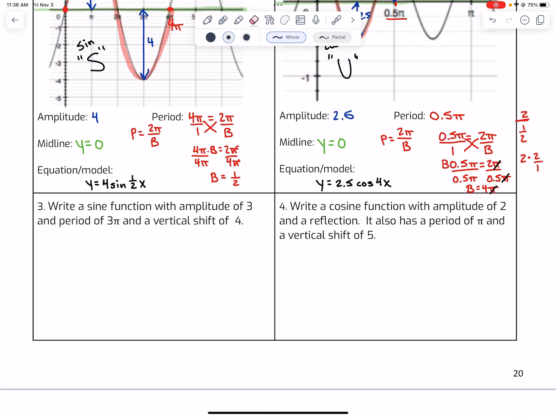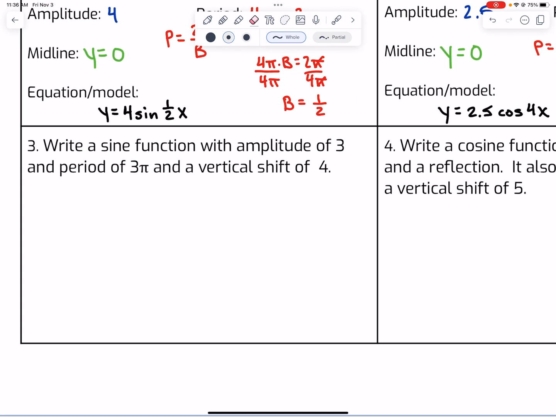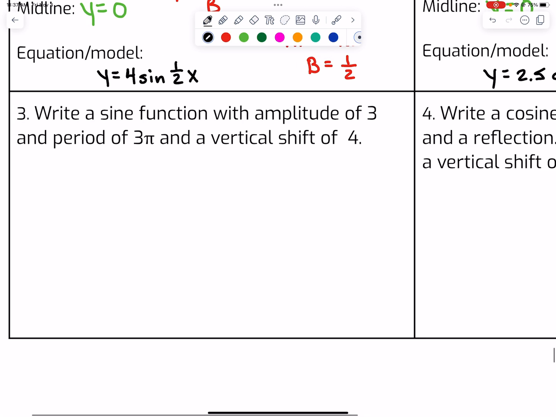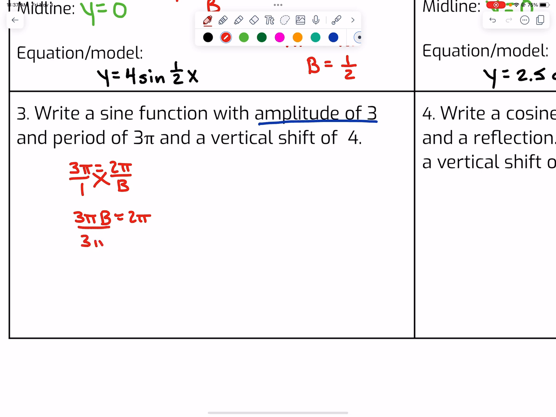Let's look at another example. Write a sine function with amplitude of 3, period of 3 pi, and a vertical shift of 4. So they can also just give you some words, and you've got to sort things out. So our amplitude is 3. The period is 3 pi. So let's say 3 pi equals 2 pi over b, which is our frequency. And let's cross multiply again. So 3 pi times b is equal to 2 pi. And then we just need to divide out the 3 pi. So b would equal 2/3.